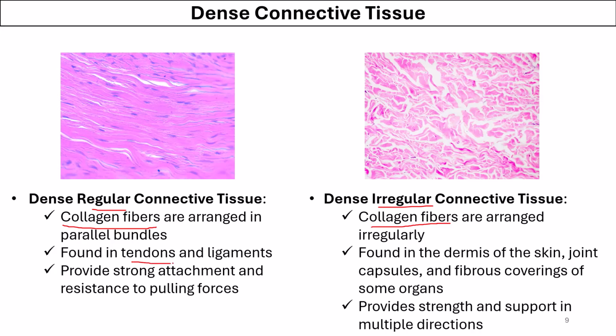Regular connective tissue is found in tendons and ligaments, whereas the irregular is found in the dermis under our skin, in our joints, and in the fibrous covering of our internal organs. The regular connective tissue provides strong attachment and resistance to the pulling forces, whereas the irregular is mainly for strengthening and support in multiple directions. So they do provide support, but not as a tendon or a ligament would do.